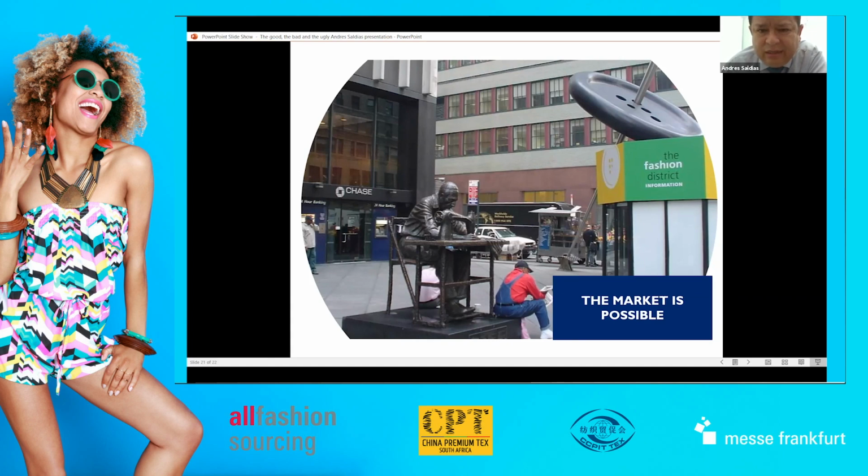Information is key to reach those buyers. Each one of these floors, there are hundreds of buyers. We need to find out who is interested in Africa. The market is possible. It's right there.